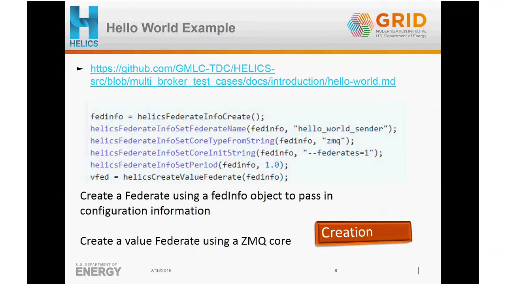We have created a Hello World example, and you see the website there. But the code on the screen, we're going to walk through it a little bit, and this is using the C interface. Typically, you create a federate info object, and this is passed configuration information, and you see some calls to do that on the screen. Then you pass that into the constructor or the creation function, and this sets up the federate using that information.